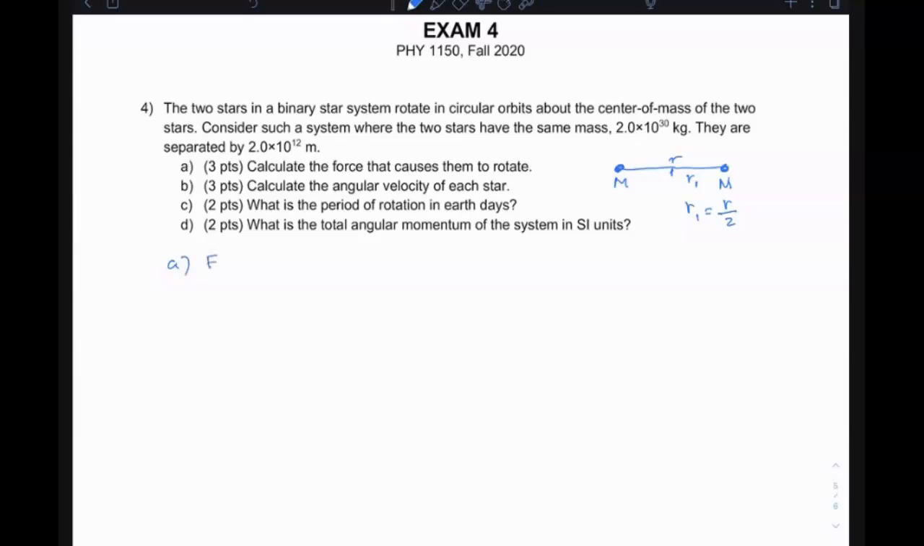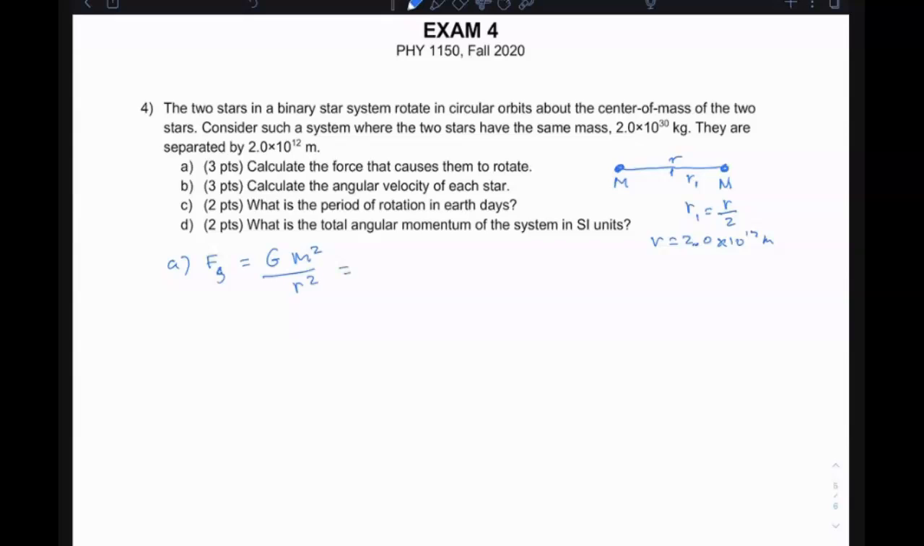So we calculate that force, F sub g, equal to big G times the mass of the first mass times the mass of the second mass, which is m squared, over the distance of separation between the two masses squared. Well, r, remember, is equal to 2.0 times 10 to the 12 meters.